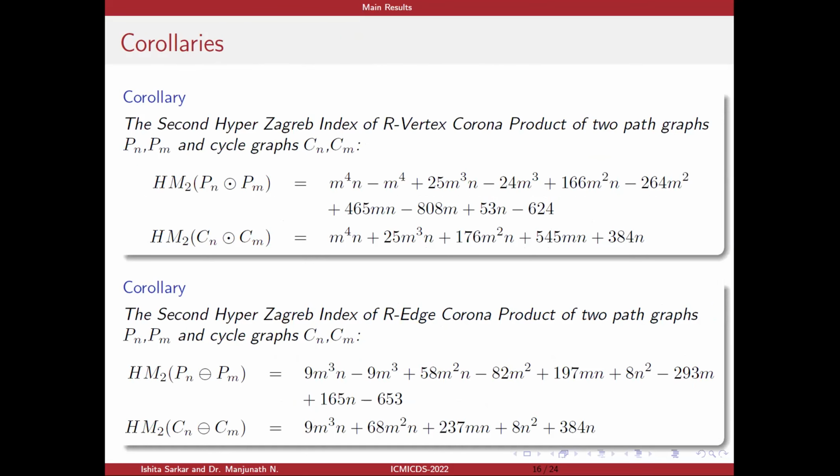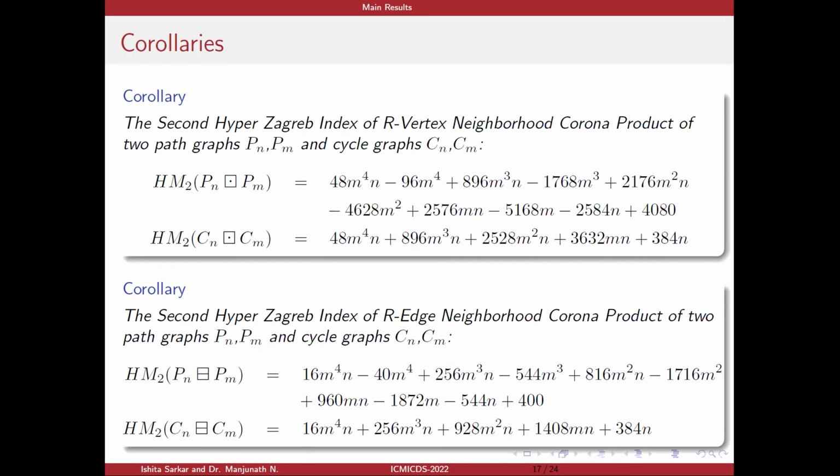These corollaries have been derived from the theorems wherein we have worked for the standard appealing graphs like path graphs and cycle graphs and obtained the results for the same. The first corollary is for the R vertex corona product. Second one is for the R edge corona product. Third one is for the R vertex neighborhood corona product. And the last corollary stands for the R edge neighborhood corona product.